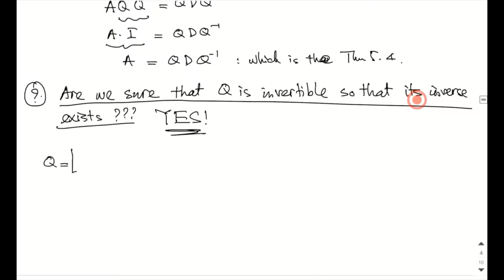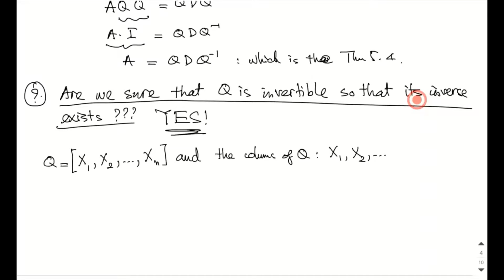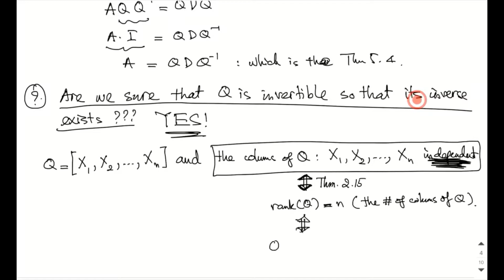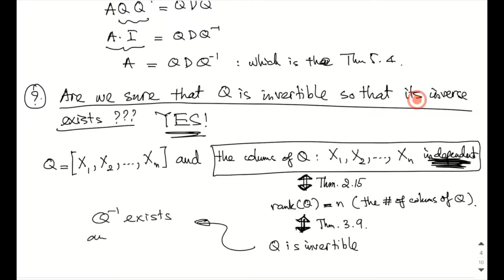Remember, Q is set up by putting the eigenvectors x1, x2, xn together. And we know that the columns of Q, which are x1, x2, xn, are independent. The columns of Q are independent if and only if the rank of Q is n, which is the number of columns. This is equivalent to Q being invertible. That means that Q inverse exists, and we can use it in the above argument.